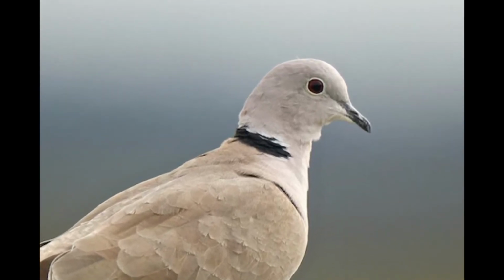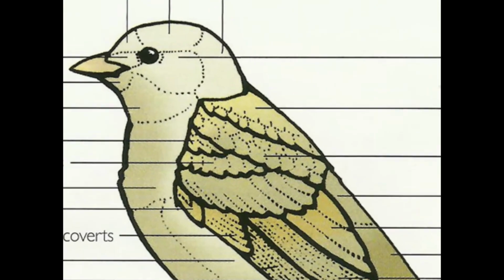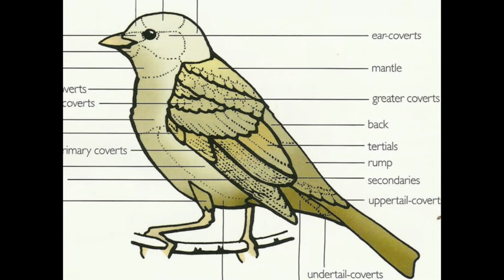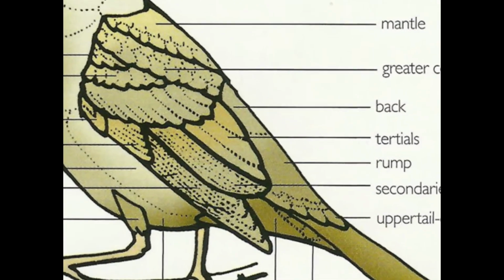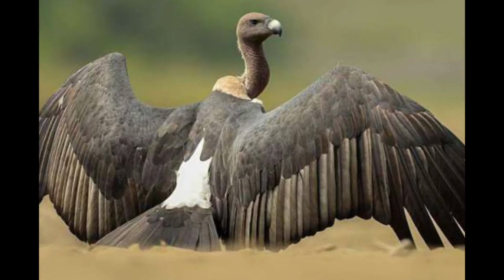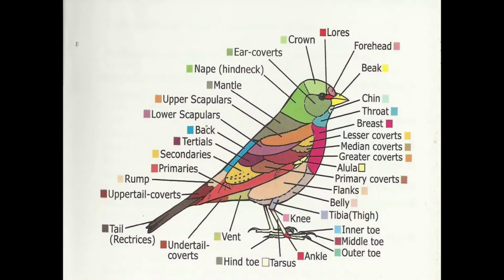Then comes the mantle, the plumage on the back and folded wings when of the same color, as in gulls. After that, the back portion, then the rump and the upper tail covers. For example, for the rump we can see the white color on the white-rumped vulture. The detailed structure of wings and tails will be studied in the following sessions.